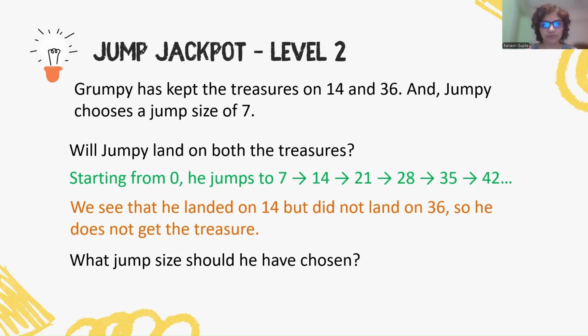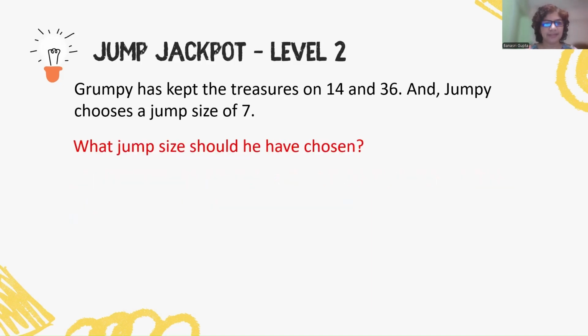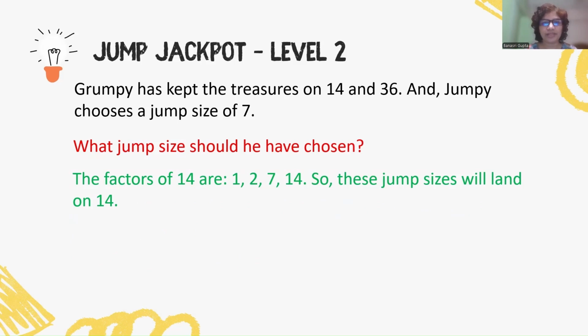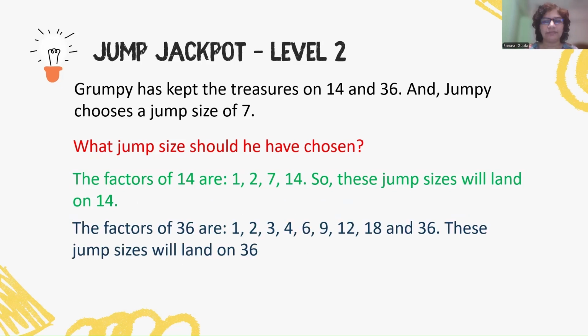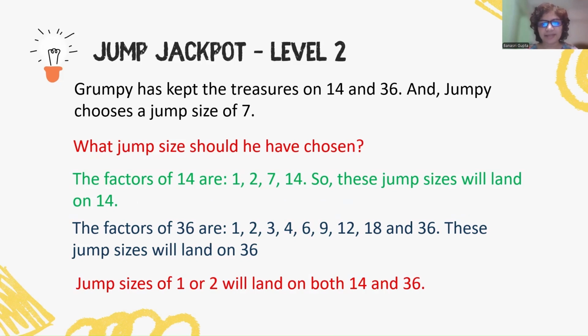What jump size should he have chosen? The factors of 14 are 1, 2, 7, 14. So these jump sizes land on 14. The factors of 36 are 1, 2, 3, 4, 6, 9, 12, 18 and 36 itself. These jump sizes will land on 36. So what are the common factors? The common factors are only 1 and 2. So these two jump sizes will land on both 14 and 36. These are called the common factors.